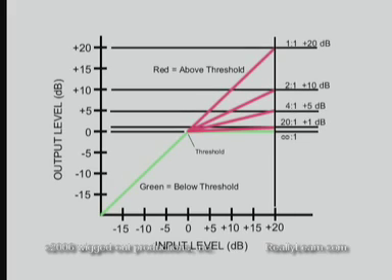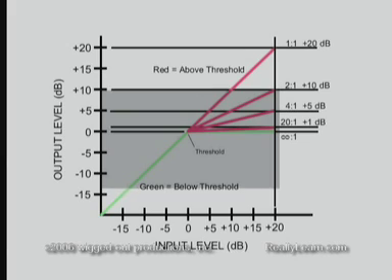This is all well and good. As much as these examples illustrate how the ratio works, you would probably rarely set your threshold at 0 dB. Remember when we talked about the gain control on the mixer, we said we wanted to keep things below 0 dB?